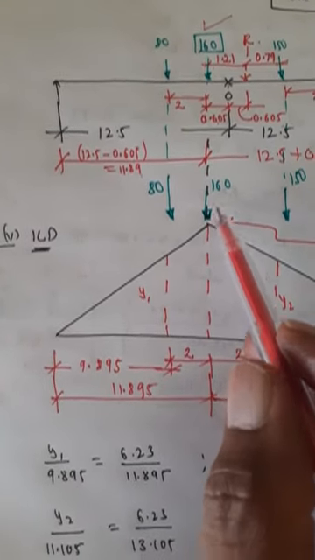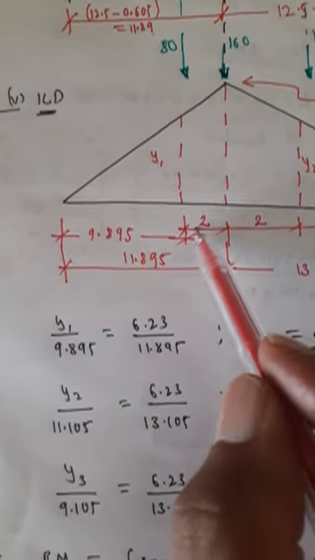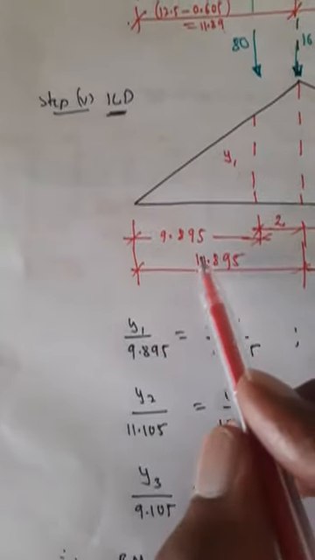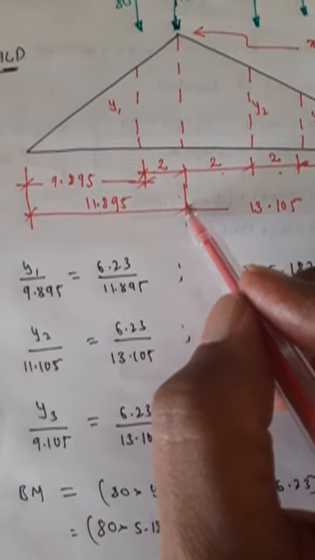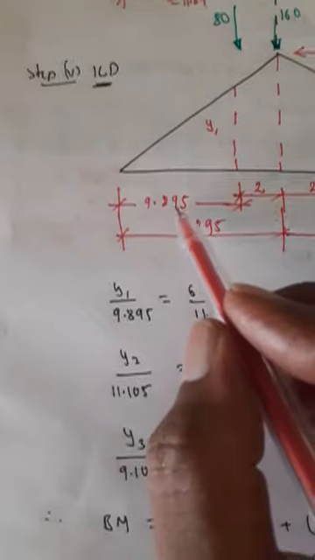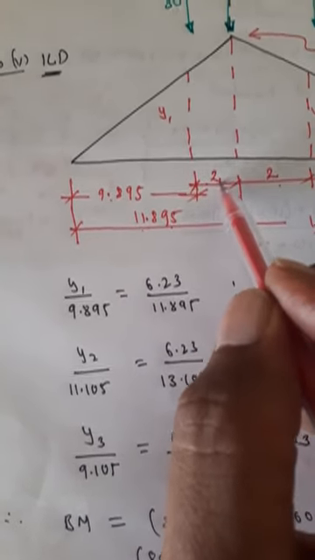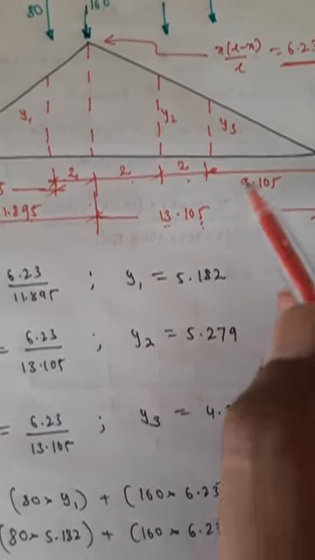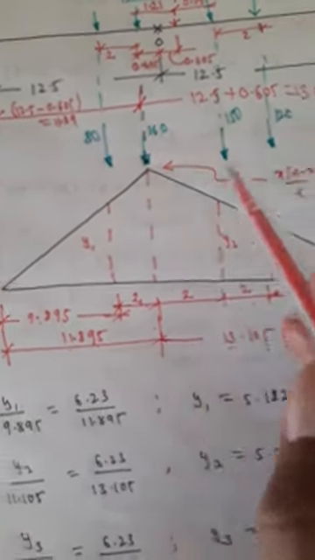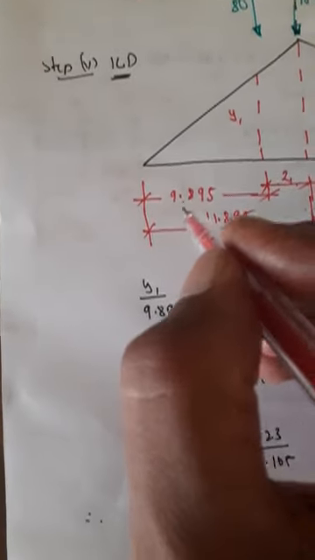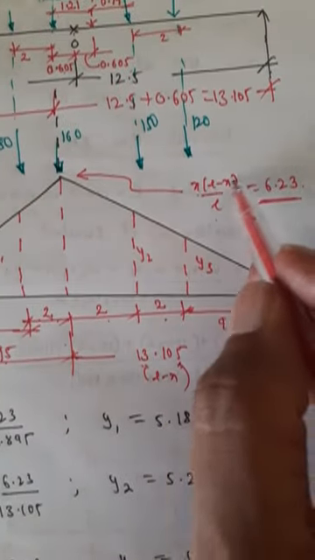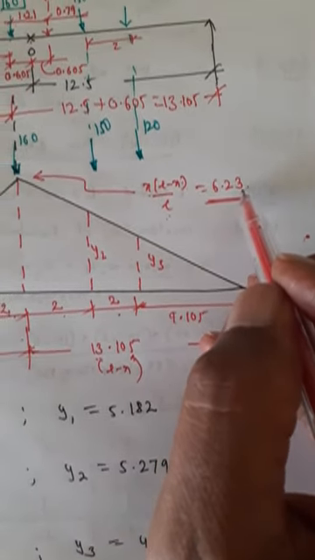Now simply draw the influence line diagram for 160 kilonewtons. So already I know 2 meters, 2 meters, 2 meters. This distance from here to 80 kilonewtons is 11.89. Then from this 160 kilonewtons load till here is 13.105. So this distance is 11.895 minus 2. Now 13.105 from this end till here. Now mark the values. This value is x, L minus x by L. So this distance becomes x and this distance is L minus x. X into L minus x divided by L. I get the value 6.23.